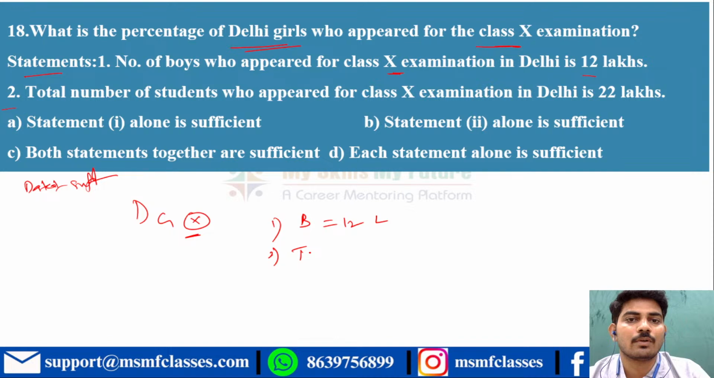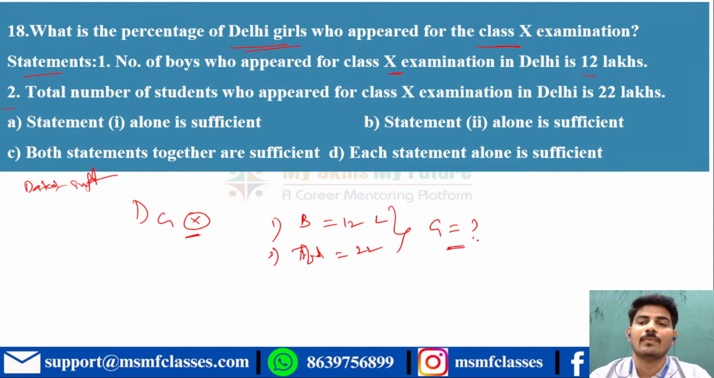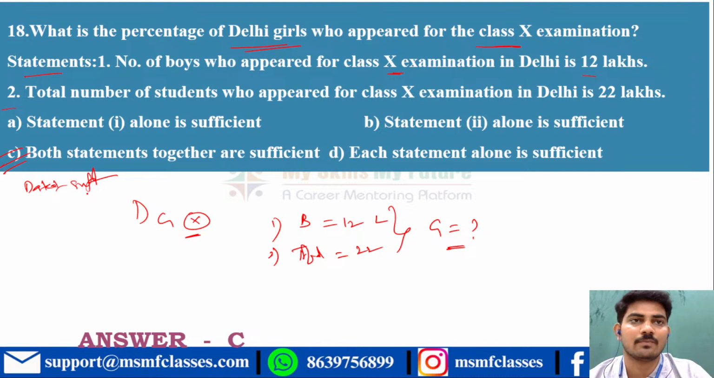If I combine these two statements only, then I'll get the value of X here, or the girls here. So I need both statements in order to solve this question. Both statements 1 and 2 are sufficient to answer, so answer C will be the correct one for this. Let us move to the next question here.